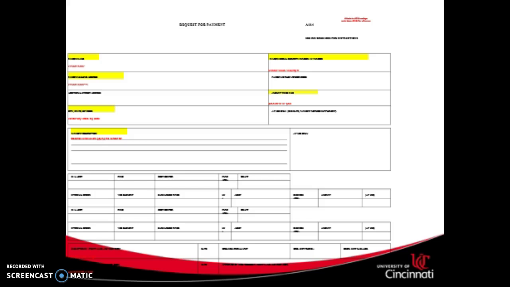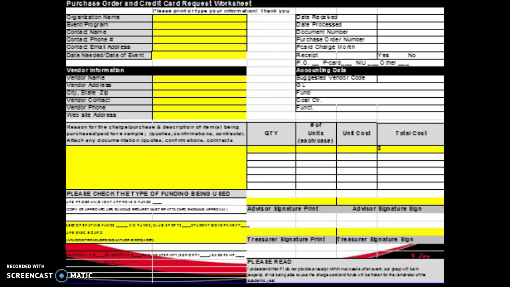If the registration payment needs to be made with a credit card, fill out a purchase order and credit card request worksheet with the vendor's name, address, phone number, and website. A vendor invoice is needed, a copy of the travel authorization form signed by the advisor and treasurer as well. It's up to the financial administrator on how an order will be processed. Make sure to ask vendors if they will accept a purchase order or a credit card. Relay this information to the financial administrator.